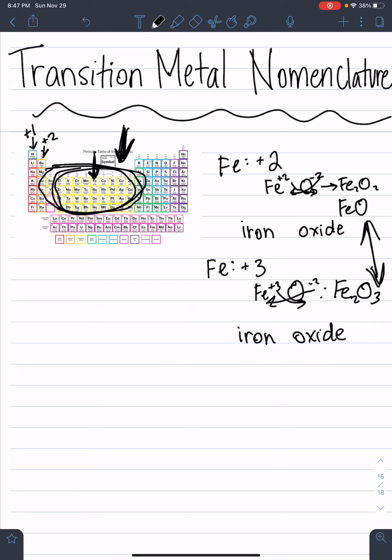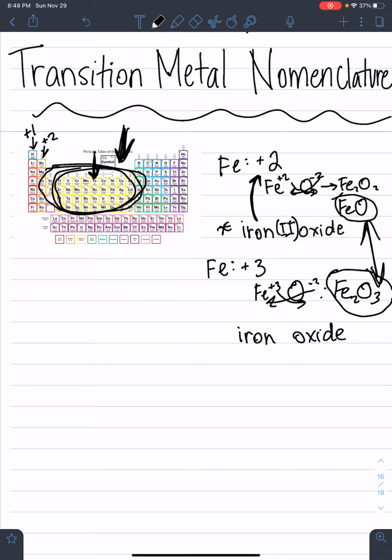So the only different thing here is that their formulas are different. You see, one has a 2 and a 3, and the other ones are both blank. So in order to indicate that, when we write out this iron oxide, we have to include a Roman numeral, or a number, to say what the charge is. So for this first iron oxide at the top, we would say iron with a Roman numeral 2, oxide. So that tells us that this iron has a +2 charge.